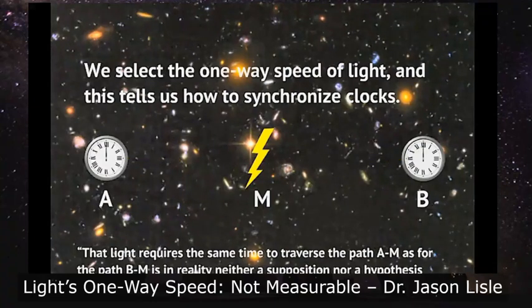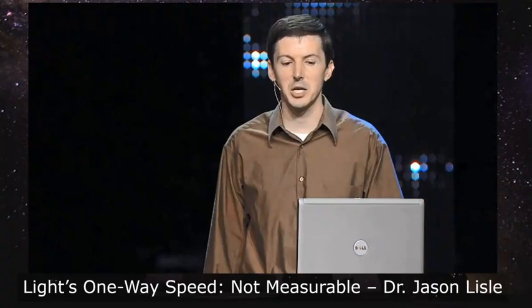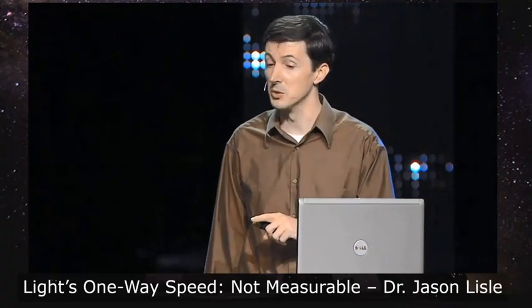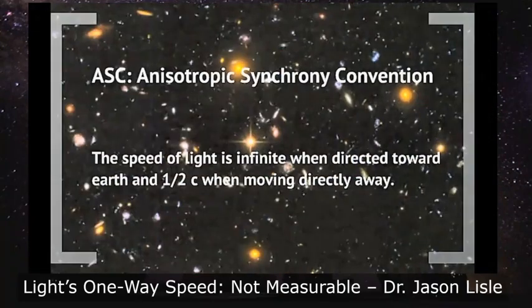He realized that it's impossible to synchronize two clocks except by choosing the one-way speed of light, what you want it to be. And what that means is I can choose the one-way speed of light to be infinitely quick when it's toward me, as long as the return trip averages to c, which would be half c when it goes out. And it all works out. The physics all works out. I wish I had more time to talk about that, but I'm actually out of time here, so I need to wrap things up.